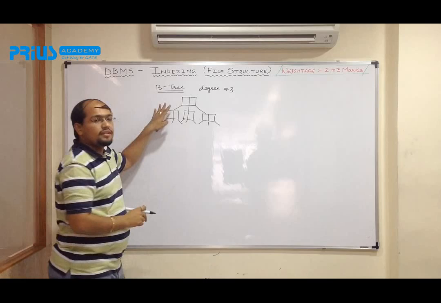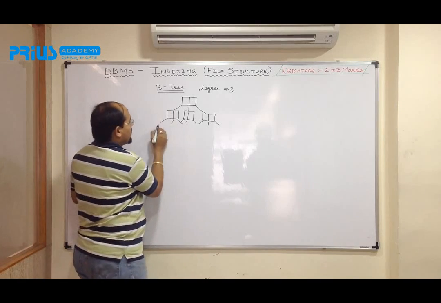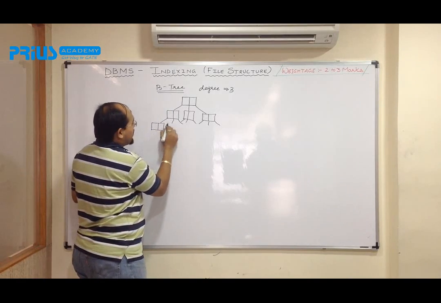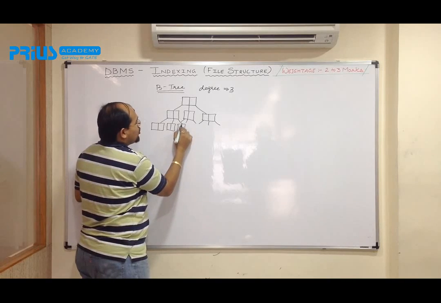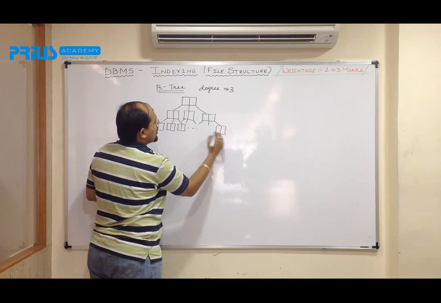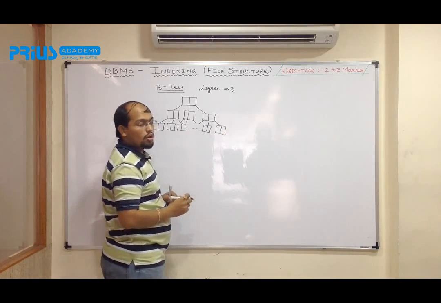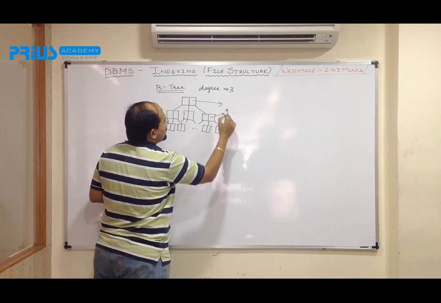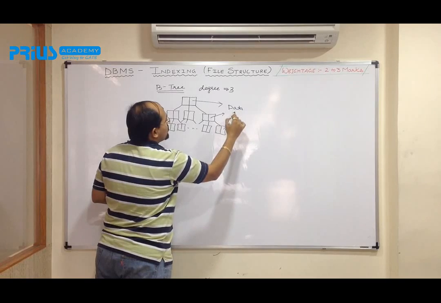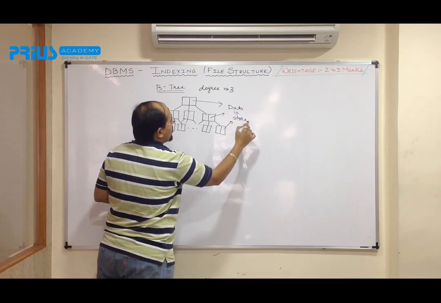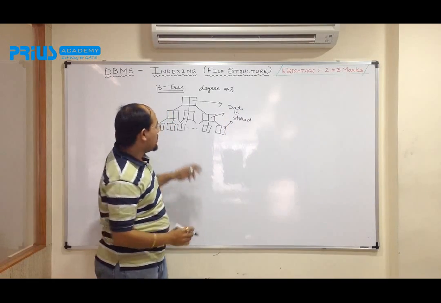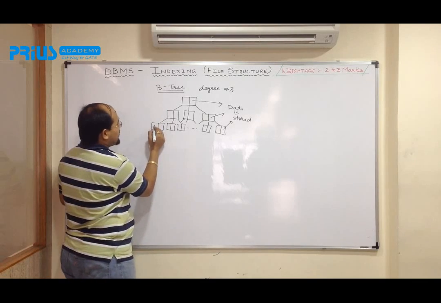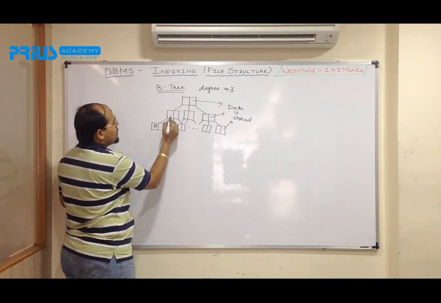So this structure is a B-tree structure, where if I consider this as my leaf node, then I can have only 2 key values stored in each block. So your data is stored in this as well as this. Everywhere data is stored. So the point is, what will be the general structure? Now let's say I have some data B over here.